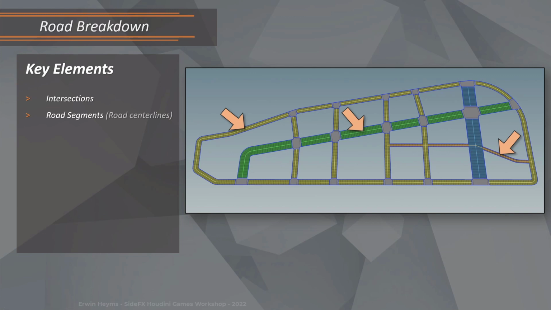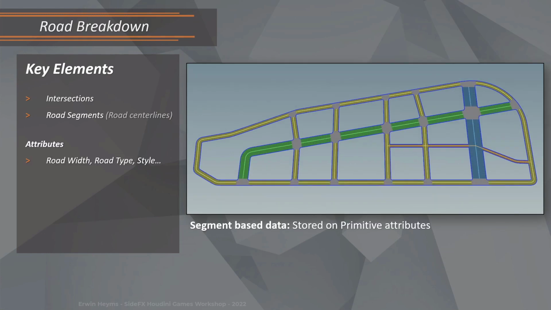Now, in order to construct the roads from these lines over here, we need to have a couple of variables. For example, we need to know the road width, right? Each road has a certain width, and we need to store that. And I prefer to store them on the primitives because the primitives themselves describe the entire section of a road segment. If we were to store it on the points instead, it could cause problems when we start combining roads or cutting them. I'd prefer to store it on primitives.